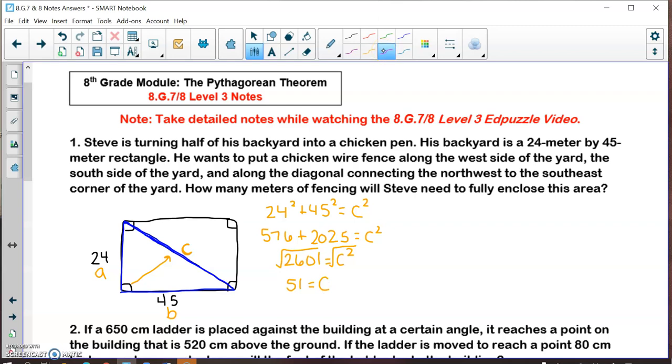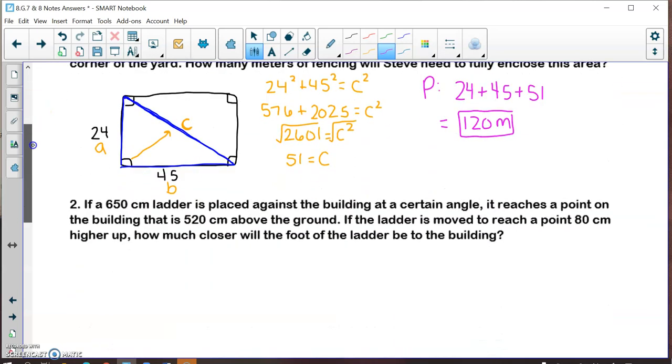We want how many meters of fencing Steve will need to fully enclose the area of that blue fence. So we're finding the perimeter of that blue fence, which would be 24 plus 45 plus 51. 24 plus 45 plus 51 comes out to be 120 meters. And that's it for number 1. Moving on to number 2.